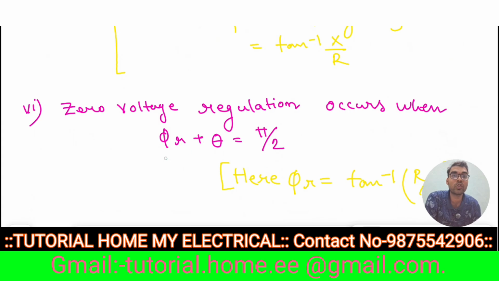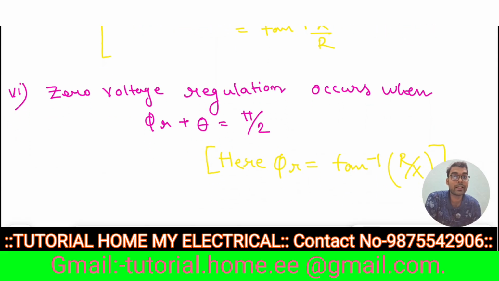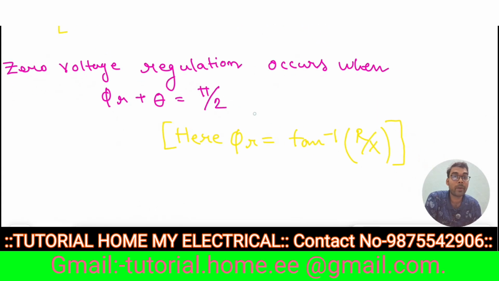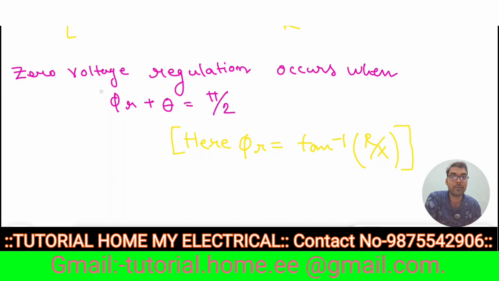Okay, so next note point is for zero voltage regulation. For zero voltage regulation to occur, phi r plus theta will have to equal pi by 2, means 90 degrees. Here phi r is tan inverse R by X, where R is the resistance of transmission line and X is the reactance of transmission line. Okay, and this is also important.